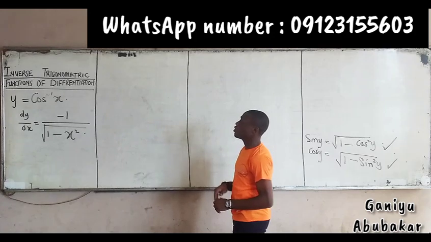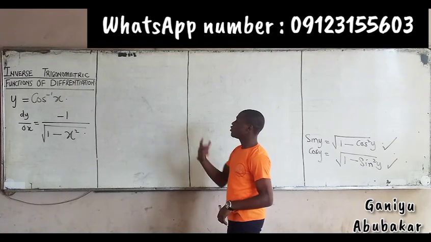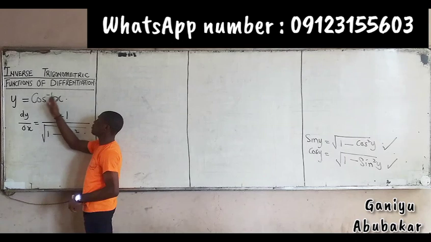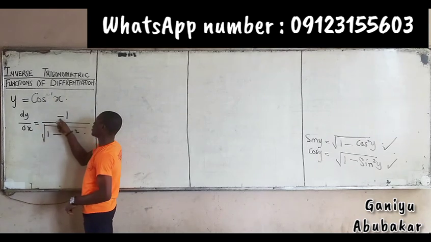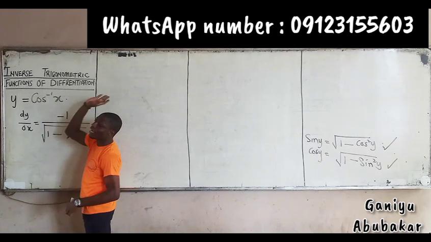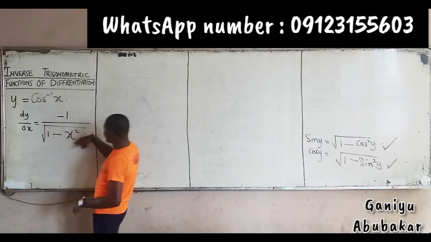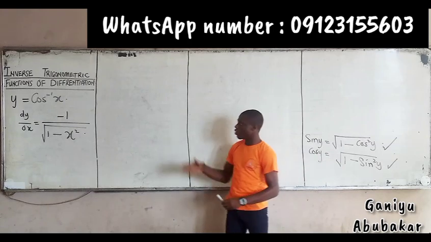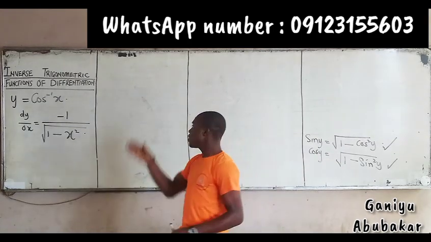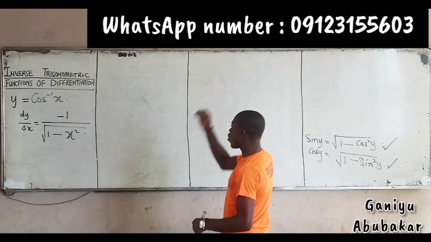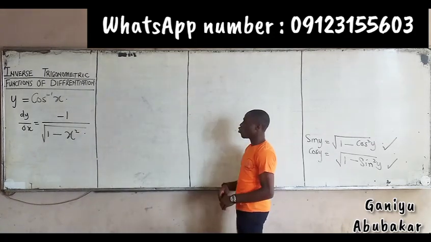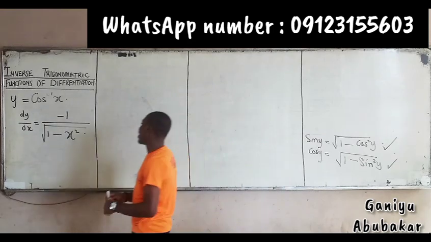The difference between the first one and this one was that for the first one, there is no negative up here, right? So when it comes to cos inverse of x, always put a negative up here. Sine inverse of x doesn't have a negative, but they are the same, right? So you should know the difference between sine inverse of x and cos inverse of x. So given that y is equal to cos inverse of x, dy over dx is equal to negative 1 all over root 1 minus x squared. Proof.